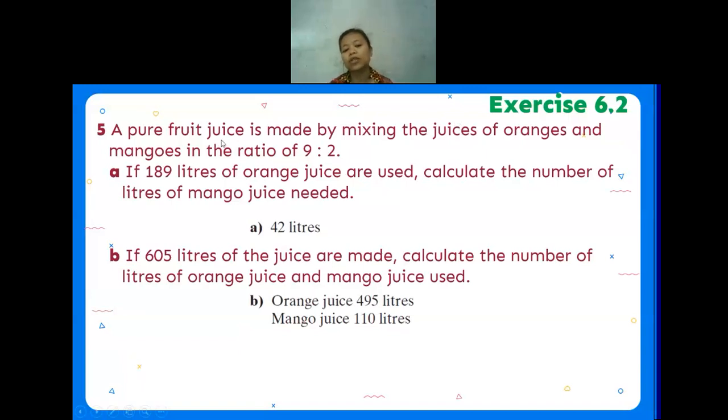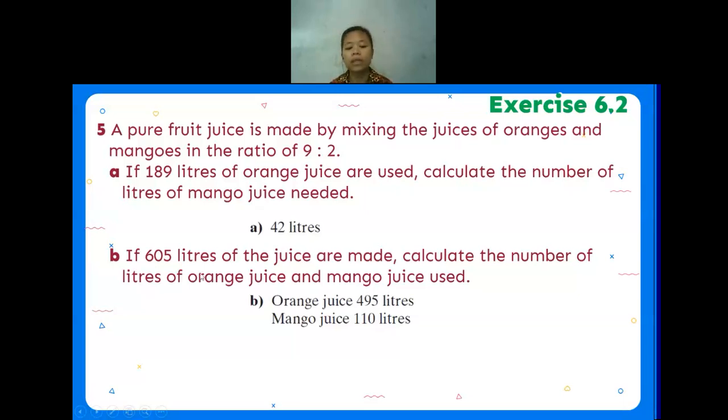The ratio is 9 to 2. And here, we already have 189 liters of orange juice. So we will have 9 is equal to 189. We have to find how many is 2. If 9 is equal to 189, it means 1 will be equal to 21. That's why for the mango juice, the ratio is 2. So to find how many liters it is, it will be 2 times 21, which is equal to 42.